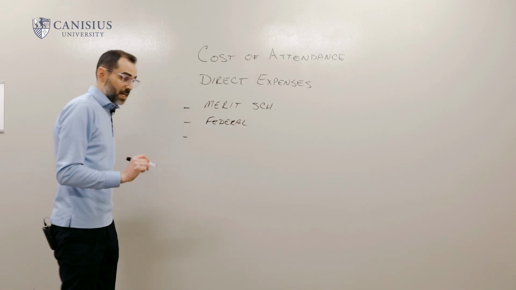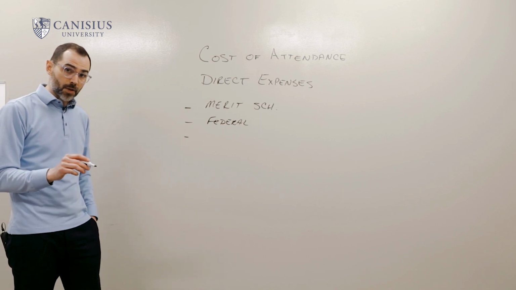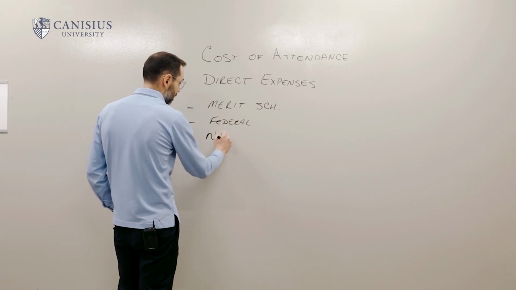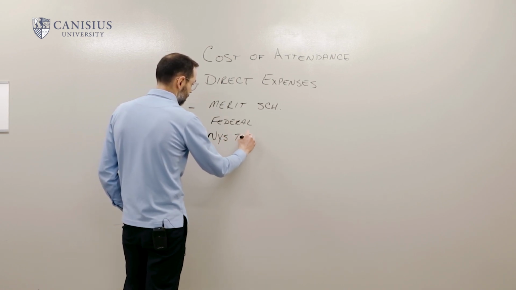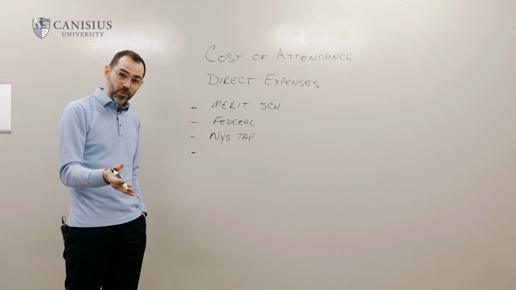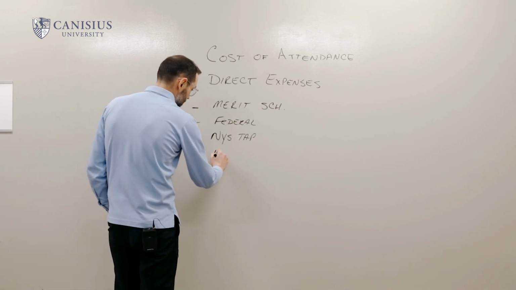If you're a New York State resident attending school full-time in a New York State school, you should receive an estimate for what's called New York State TAP. Then every institution that you apply to is going to consider you for institutional need-based funding, so we'll call that institutional aid.